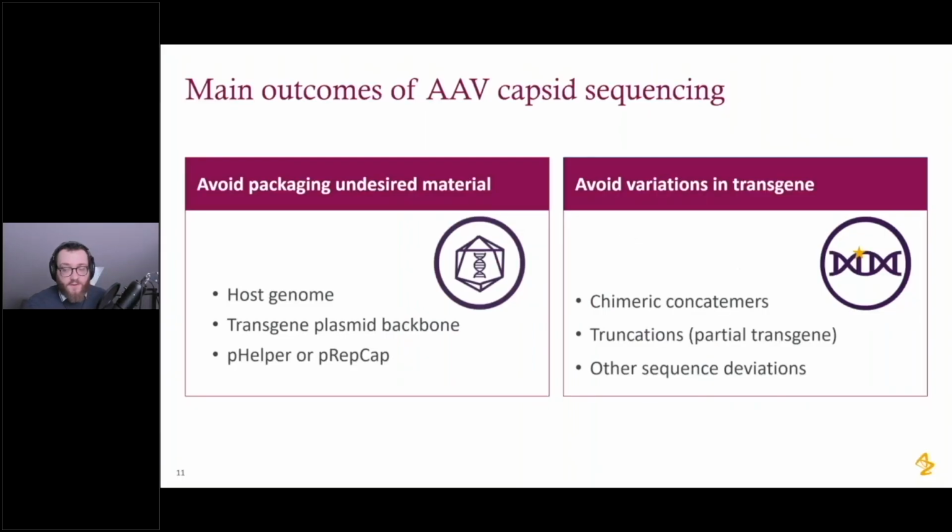So now we'll talk a little bit about how we assess the rAAV sequencing in silico. Once we get the data off the sequencer, typically we are interested in checking for two specific categories of issues that can arise. First of all, we want to check whether or not we're packaging any undesired material. Ideally, our capsids contain only the ITR to ITR sequence.